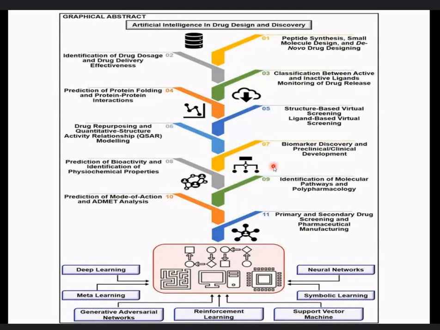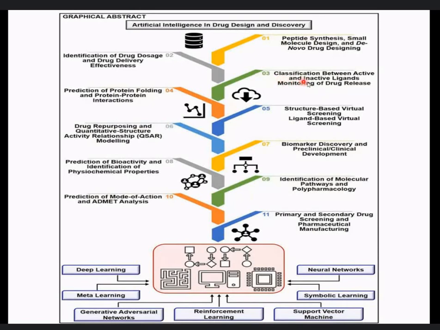And you see that with artificial intelligence: identification of drug doses and drug delivery effectiveness, prediction of protein folding and protein-protein interaction, drug repurposing and quantitative structure-activity relationship modeling, prediction of bioactivity and identification of physicochemical properties, prediction of mode of action and ADMET analysis coordinates. And then there is peptide synthesis, small molecule design, de novo drug designing.